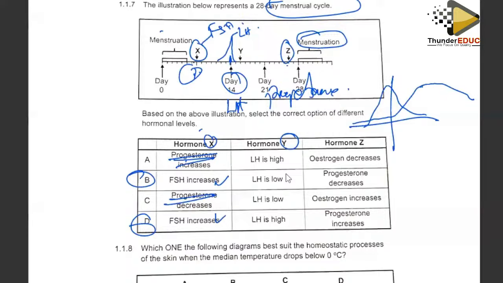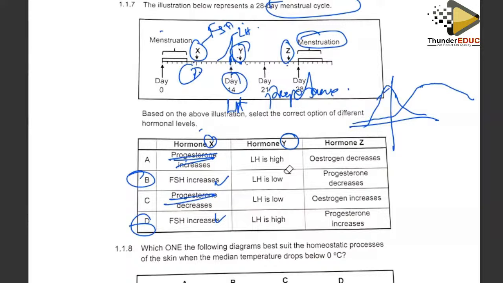Let's go to Y. Y is next to day 14. So I expect it to either be progesterone increasing, or luteinizing hormone decreasing, because it has passed day 14. Since they're saying Y is luteinizing hormone, correct, Y is luteinizing hormone. After day 14, you see, it goes up only on day 14, then drops down. So I expect Y to drop at this point because day 14 is here.